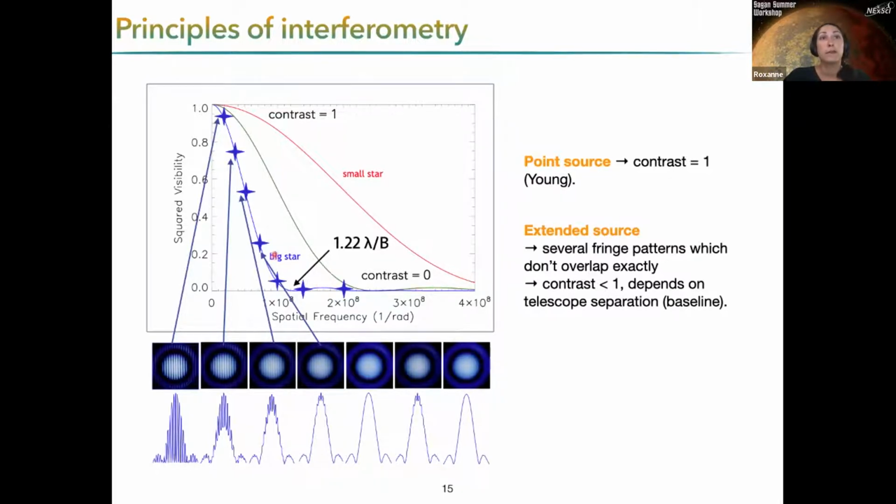And you can fit your visibility with a model. For example, a uniform disk model or limb-darkened model. And this will give you your angular diameter. So of course, if you have a very small star, it will be more difficult to resolve it. Maybe you won't have a baseline large enough to be able to measure a contrast different than 1. But for many stars, actually, we can measure a contrast different from 1.